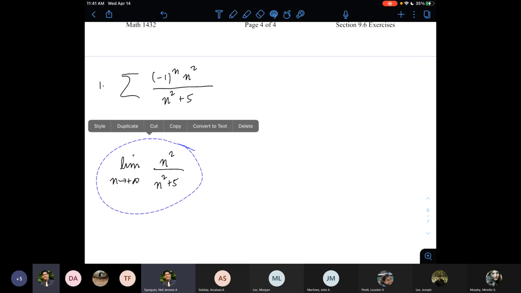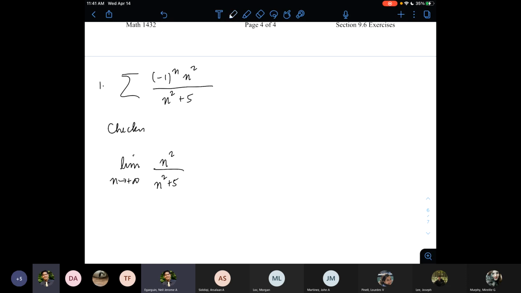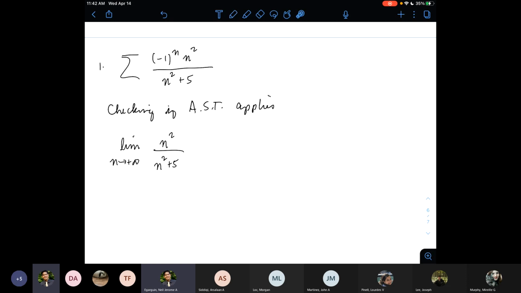So here, what I'm trying to do is to check if AST applies. And again, the AST will only apply if the two previous conditions that we have stipulated are met, right? If one of them fails to hold, then AST will not apply. So I'll go first with the limit before taking a look at whether it is increasing or decreasing. Here the numerator is power 2, denominator is power 2. So the limit is equal to 1, which is not equal to 0. This means that AST doesn't apply, or is inconclusive.